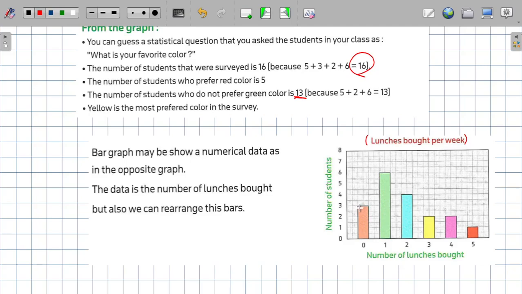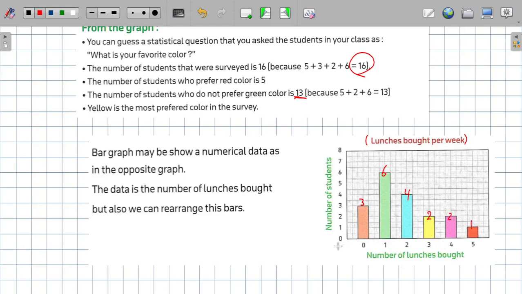So no lunches, I think it will be 3 students. One lunch will be 6. Two lunches will be 4. 3 lunches will be 2. 4 lunches will be 2. And 5 lunches will be 1.